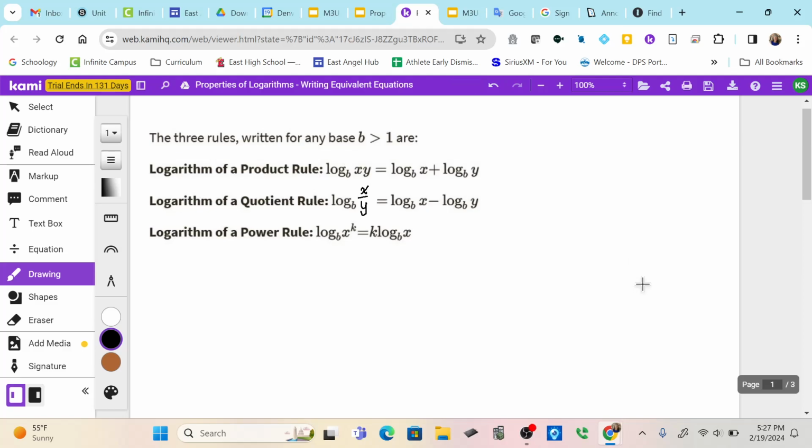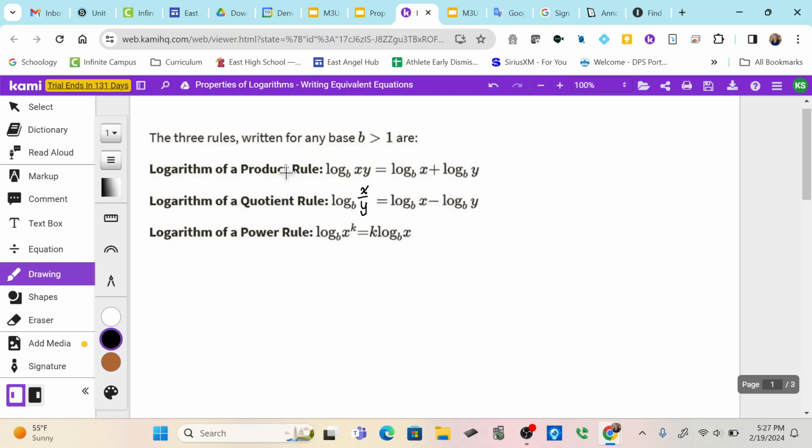Hello, this is Mrs. Garple, and in this video I'm going to take you through rewriting logarithmic equations into equivalent forms. Our equations are going to have expressions where we have addition, subtraction, or we're multiplying by a constant value. And we're going to use these three properties or rules of logarithms to help us with those conversions.